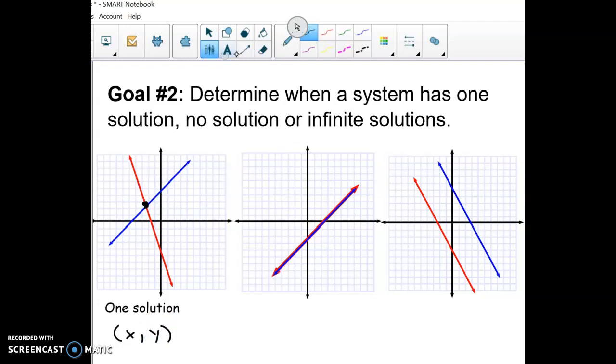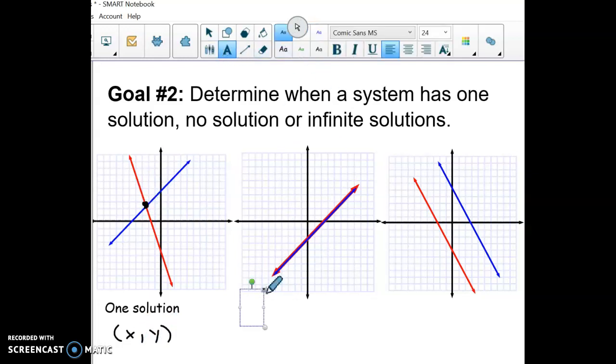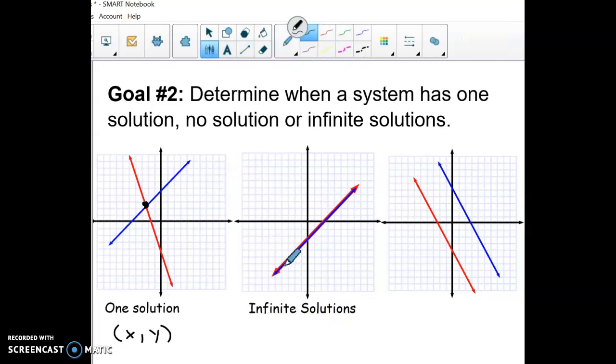All right, this second example is called infinite solutions. Okay, and that happens when the lines line up. So these are actually the same line, lying on top of each other, which means they have infinite xy pairs that they share.